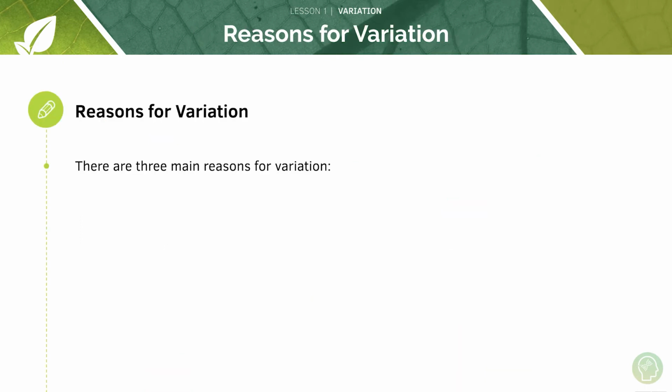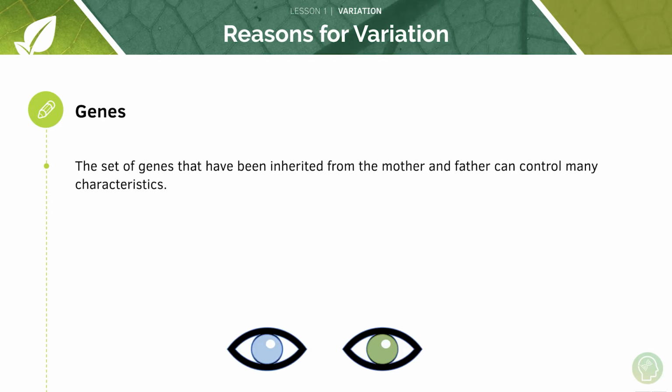Okay? So there are three main reasons for variation. So number one, genes. Number two, environment. And number three, a combination of genes and environment. So this, again, might be another three-marker question that comes up in your exam. So make sure you know that variation can occur due to genes, environment, or a combination of genes and environment.